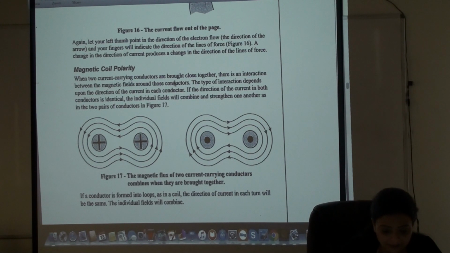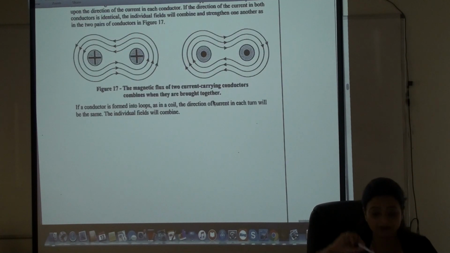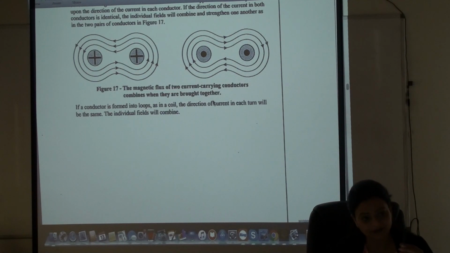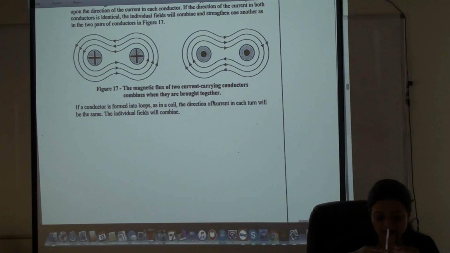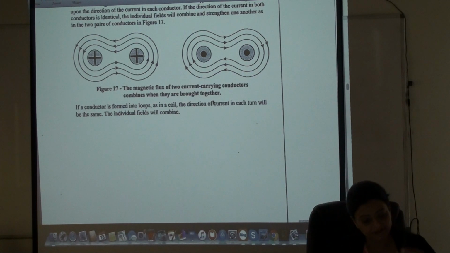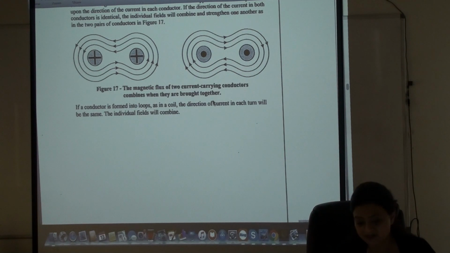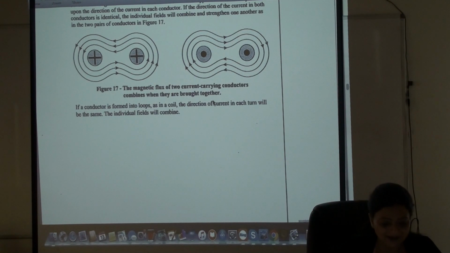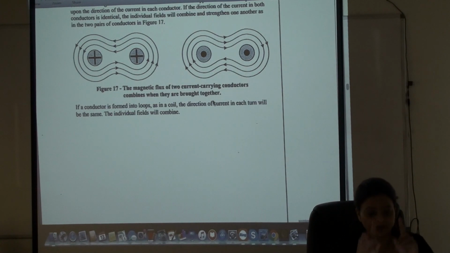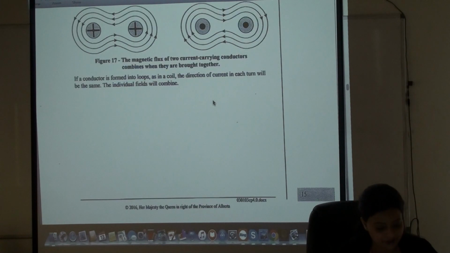When 2 current carrying conductors are brought close, there is an interaction between the magnetic fields of those conductors. The type of interaction depends on the direction of current. If the direction of current in both conductors is identical, they will strengthen the field. If they are in opposite directions, you subtract the field. So let's say the field here is 10, the field here is 20, we add them together, it becomes 30. If this is 10 in one direction, then the opposite direction is minus 20, you get minus 10. That's all he is talking about here. Whether you add them or subtract them depends on whether they're pointing in the same direction or in reverse direction.